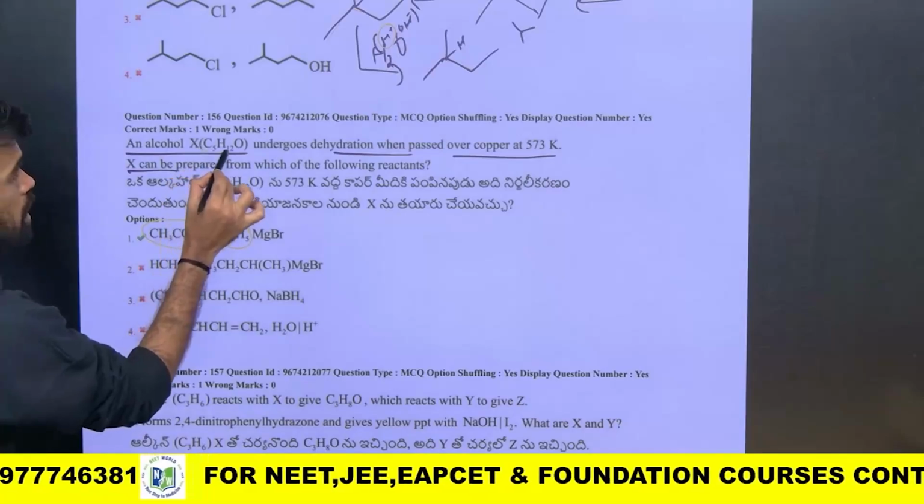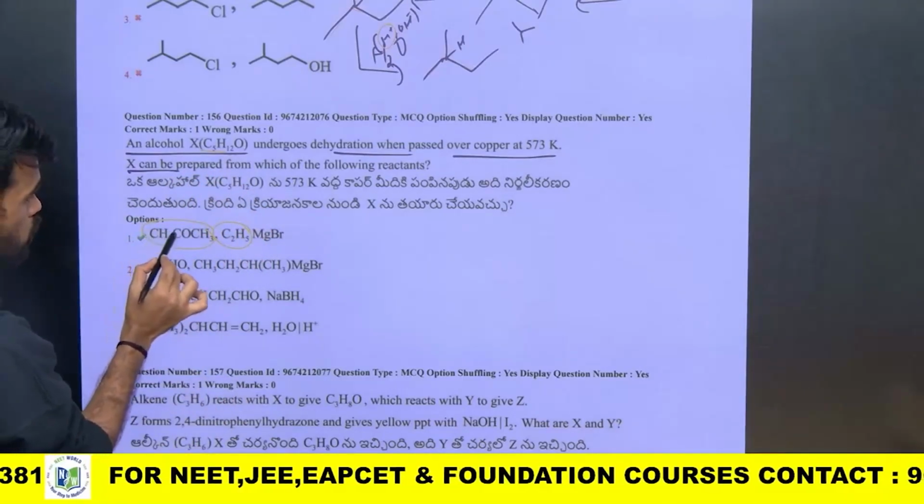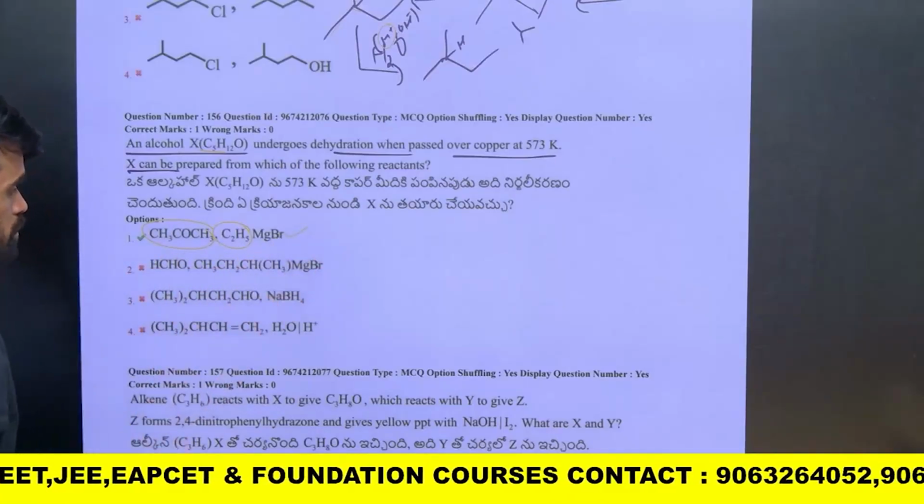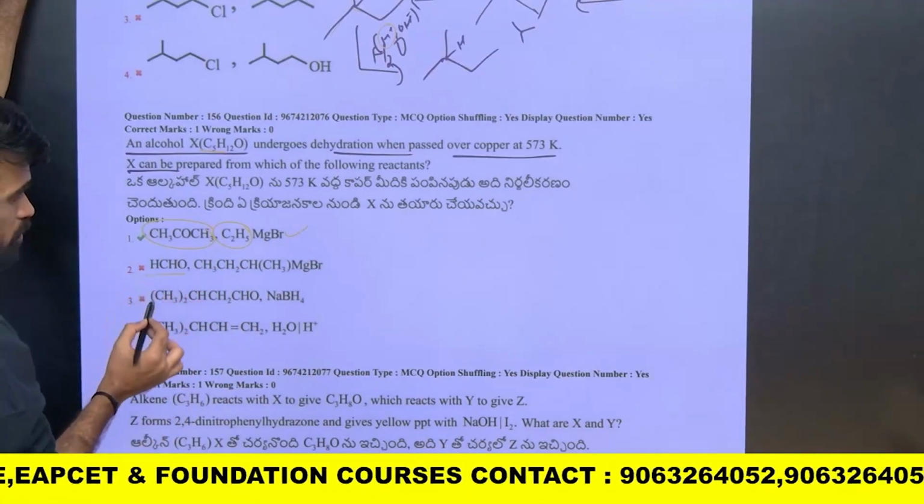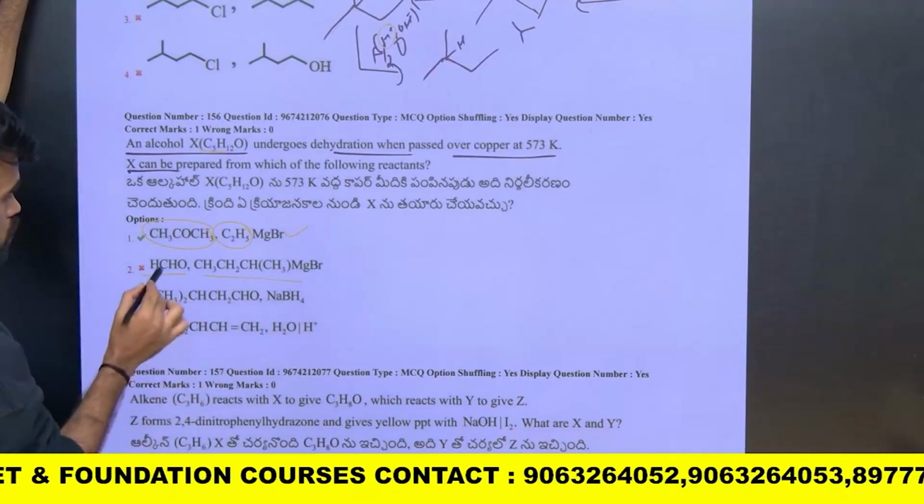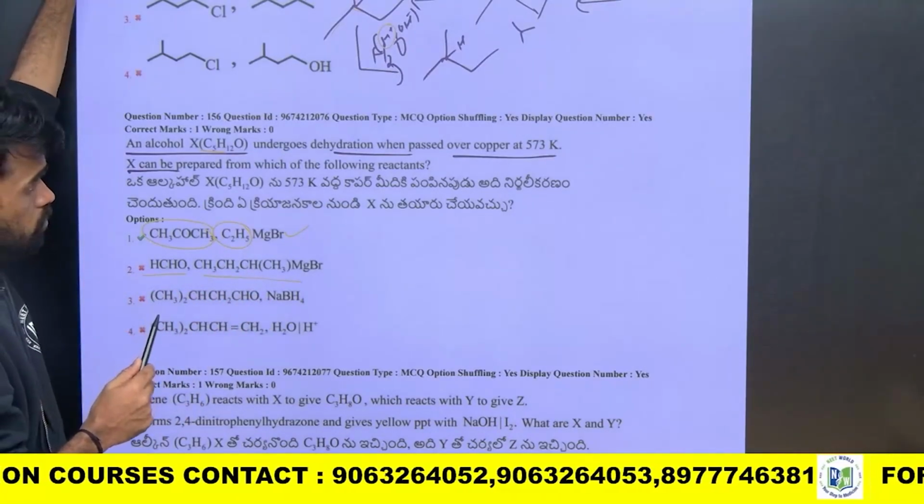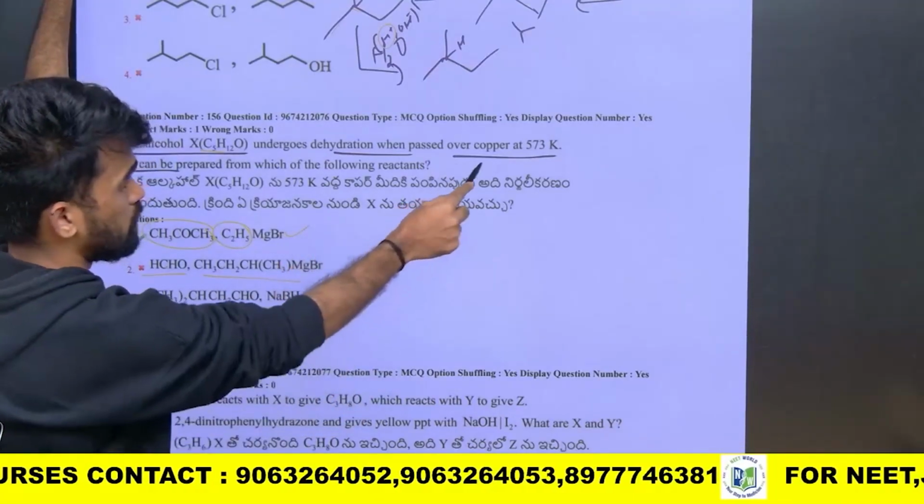So we required 5 carbons and 1 OH group. So 1, 2, 3, 4, 5, 5 carbons we are having 1 OH group. So this might be possible. See, formaldehyde we have and this one we have. So 1, 2, 3, 4, 5 we can get, but you know that cannot be treated with copper.